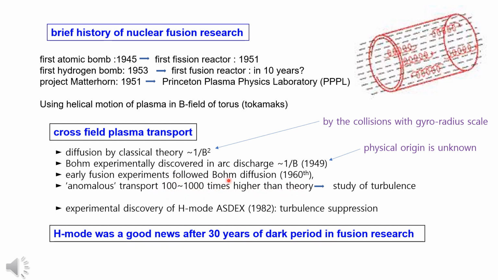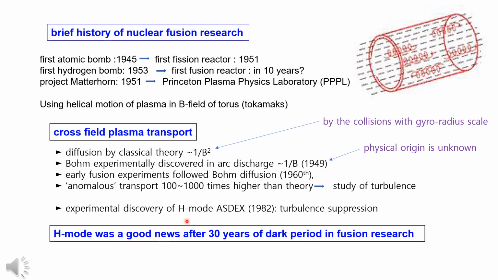This phenomenon was proportional to the Bohm diffusion equation, which was also discovered by experiment, so its physical origin was uncertain. This unexplained diffusion phenomenon, called anomalous transport, had to be studied. And the cause of this anomalous diffusion was turbulence. While 30 years passed, fusion was far from success.